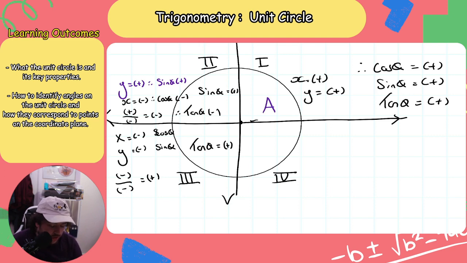So in my first quadrant, they're all positive. In my second quadrant, only sine is positive. In my third quadrant, only tan is positive. And then what about my fourth quadrant?